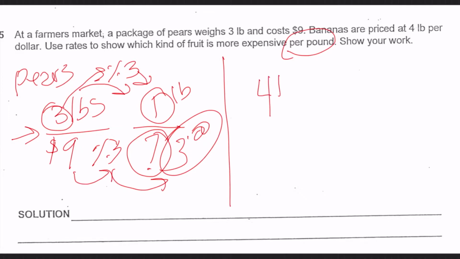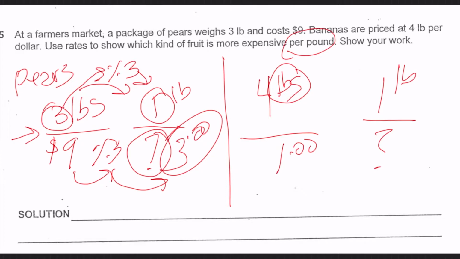Bananas are 4 pounds for $1. We want to try and figure out how much bananas cost per pound. So we want to get the pounds up here to be a 1, the price per pound. That's what we're trying to figure out here.